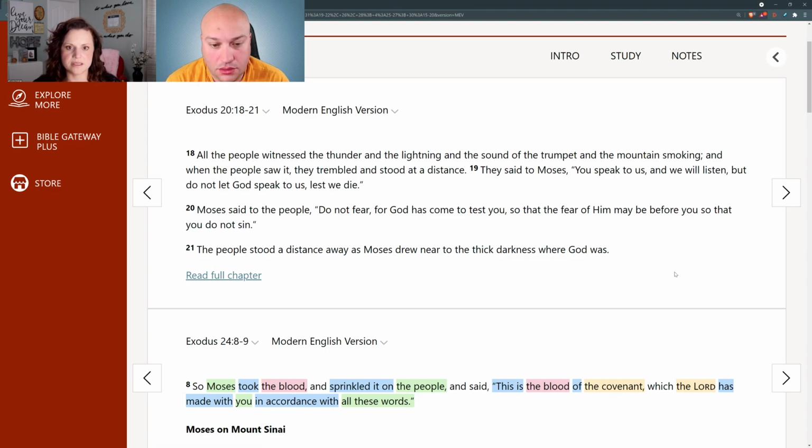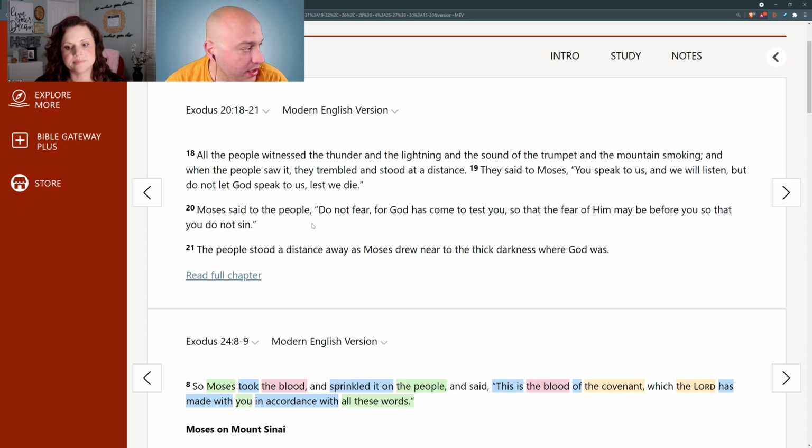Exodus 20, verse 18 through 21, all the people witnessed the thunder and the lightning and the sound of the trumpet and the mountain smoking. And when the people saw it, they trembled and stood at a distance. They said to Moses, you speak to us and we will listen, but do not let God speak to us, lest we die. Moses said to the people, do not fear, for God has come to test you, so that the fear of him may be before you, so that you do not sin. The people stood a distance away as Moses drew near to the thick darkness where God was.